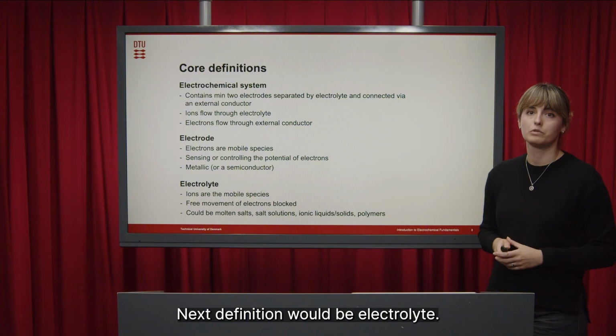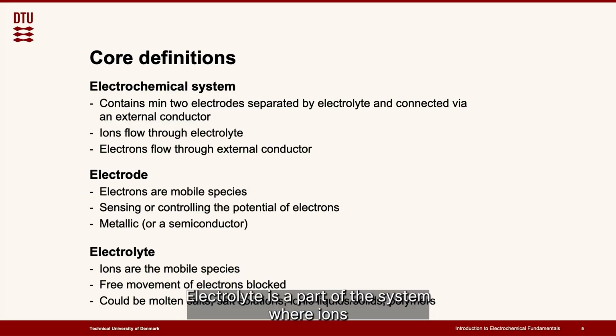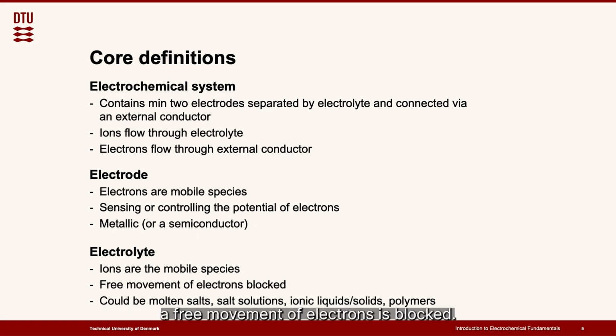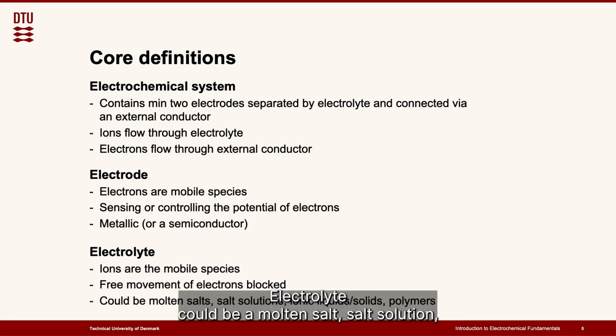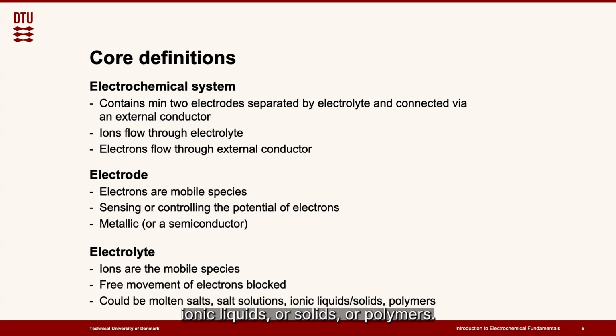The next definition would be electrolyte. Electrolyte is a part of the system where ions are the mobile species. Also, in the electrolyte, a free movement of electrons is blocked. An electrolyte could be a molten salt, a salt solution, ionic liquids or solids, or polymers.